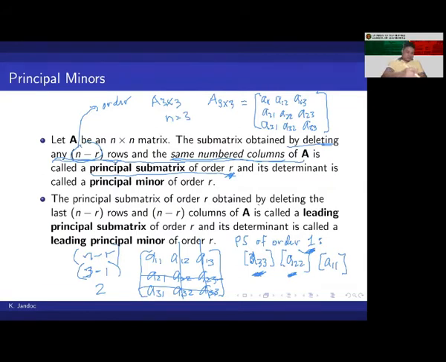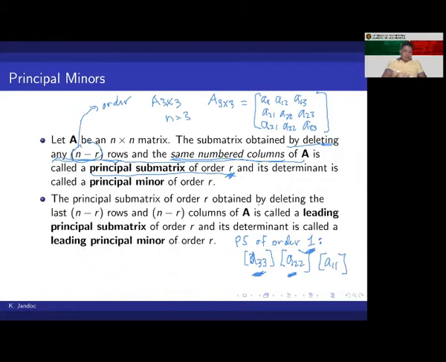Good. Now, how about principal submatrices of order 2? So what does the definition say? The definition says that this is the order, this is the r, 2. We must delete n minus r, so it's 3 minus 2. We should delete one row and one column, and it's the same number.